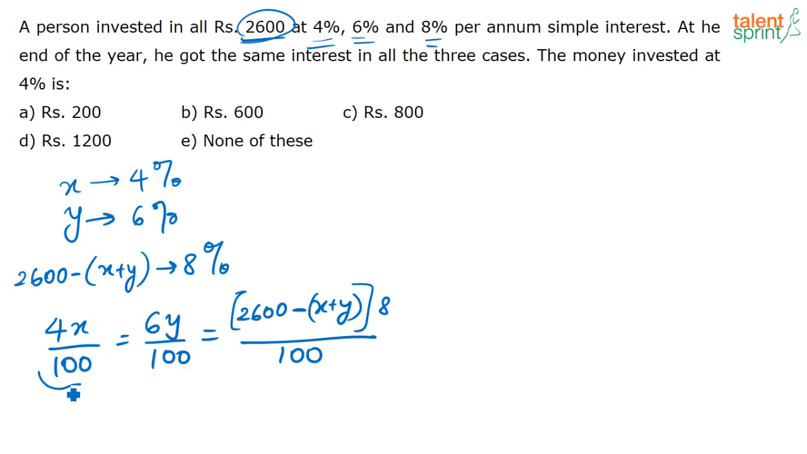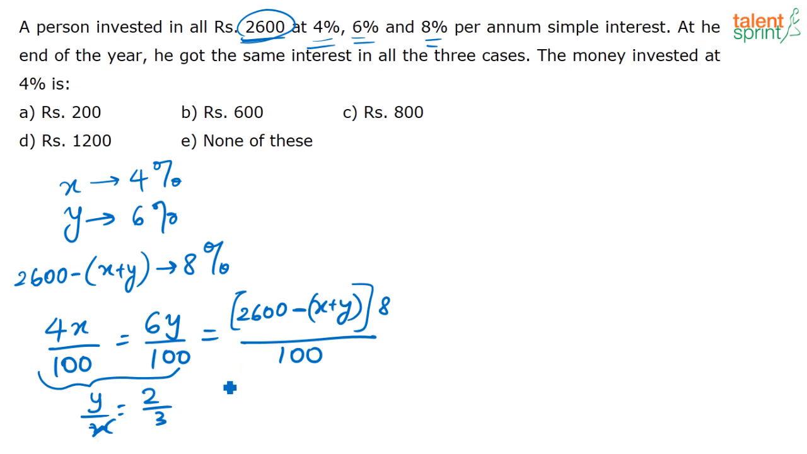See, if you take only these first two things, what can you say? 4x is, 100 gets cancelled, or I can say 4x is equal to 6y, or I can say y by x is equal to 4 by 6, or that is equal to 2 by 3. So y is to x, I know is 2 is to 3.